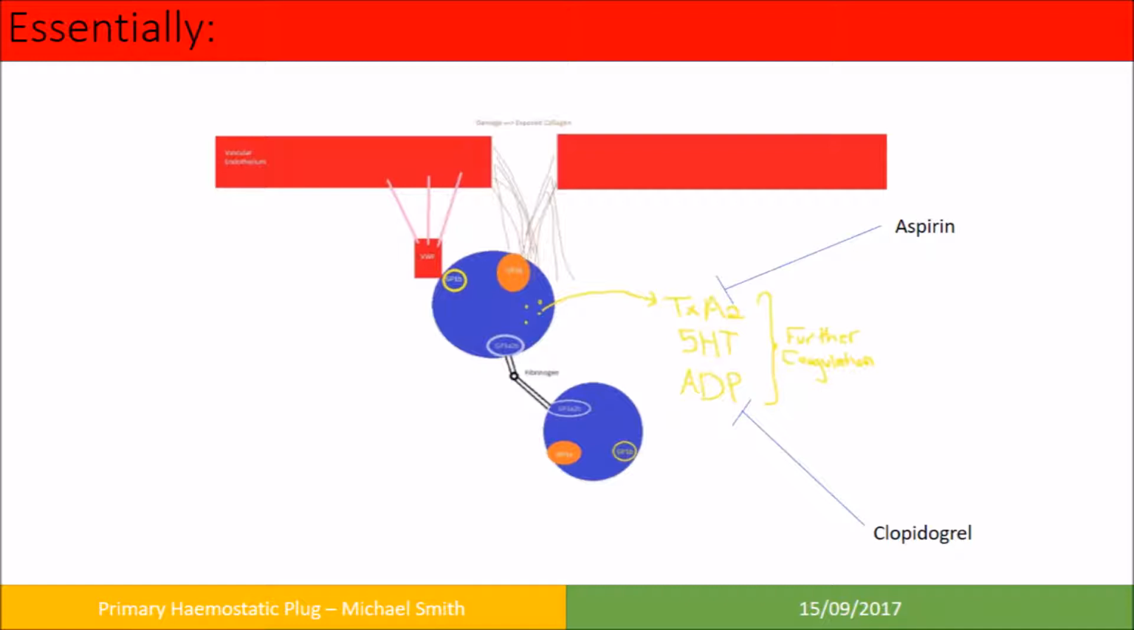Aspirin acts on the coagulation by preventing the formation of thromboxane A2, which is one of your molecules causing further coagulation, and clopidogrel prevents the binding of ADP, which also causes further coagulation. And that is essentially the primary haemostatic plug.